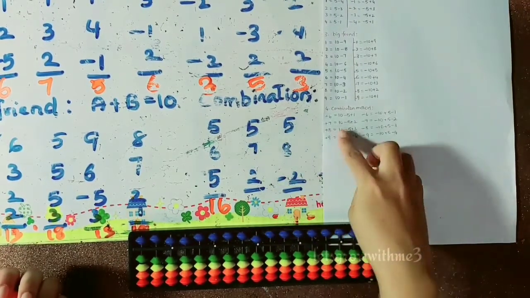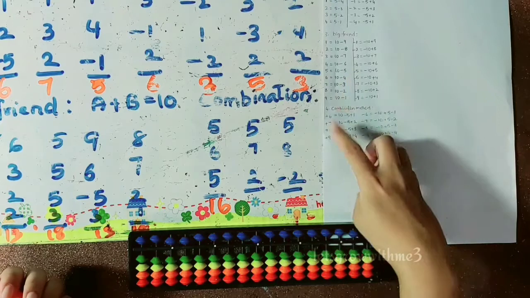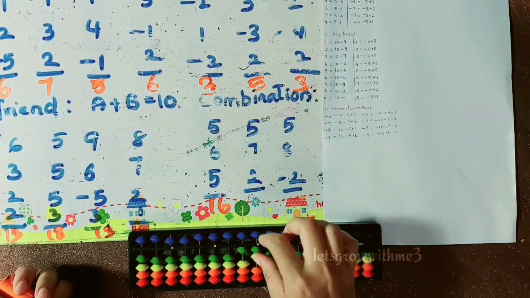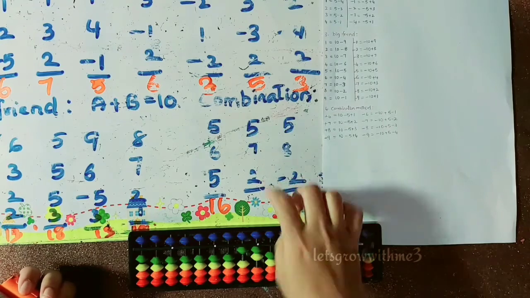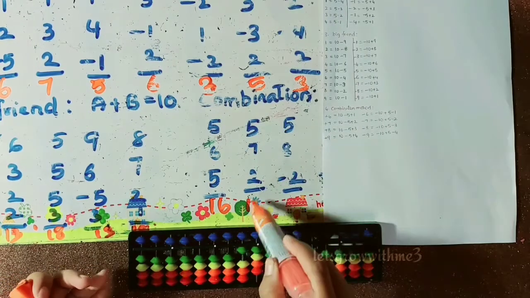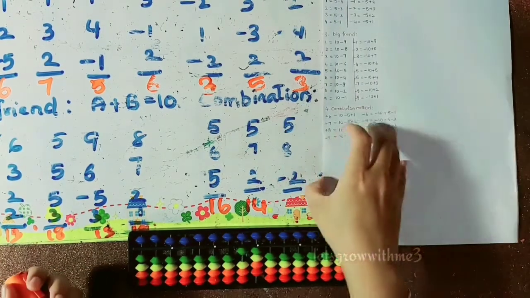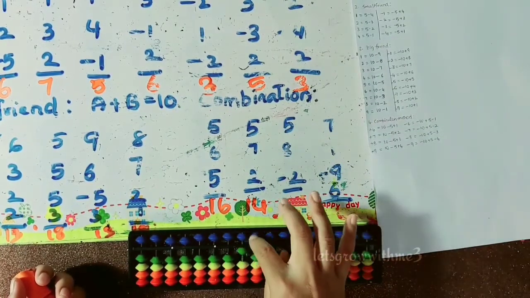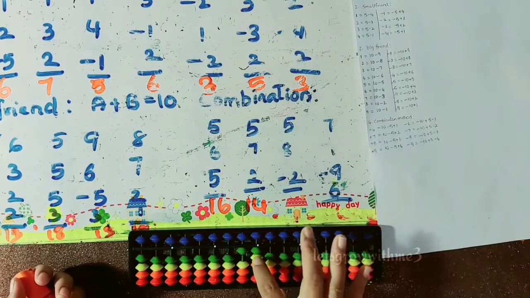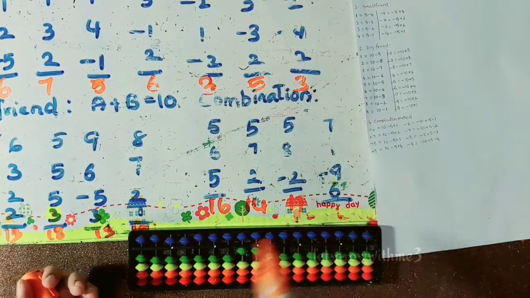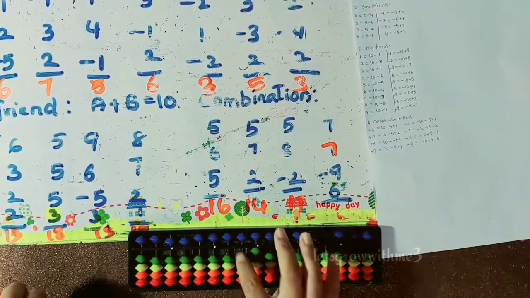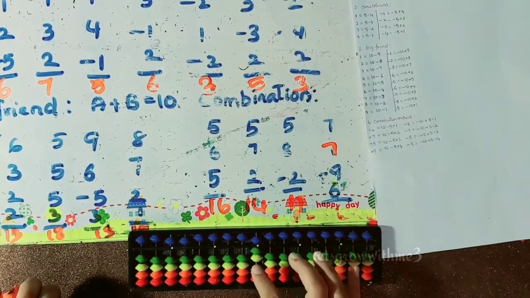5 plus 7. How to add 7? Plus 10 minus 3? We can't apply big friend, so we need to go for combination. Plus 10 minus 5 plus 2, then plus 2 again you can do directly. So the answer is 14. Next question, 5 plus 8 minus 2. Minus 2 means the answer is 11.